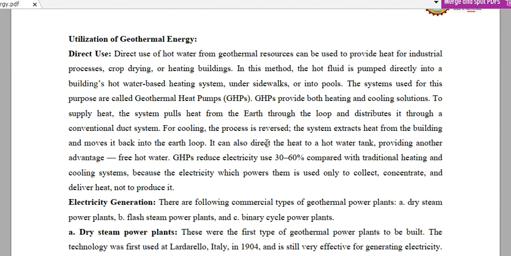To supply heat, the system pulls heat from the earth through the loop and distributes it through a conventional duct system. For cooling, the process is reversed. The system extracts heat from the building and moves it back into the earth loop. It can also direct the heat to a hot water tank and provide free hot water. GHPs or geothermal heat pumps reduce electricity use 30 to 60% compared with traditional heating and cooling systems because the electricity which powers them is used only to collect, concentrate, and deliver heat, not to produce it.